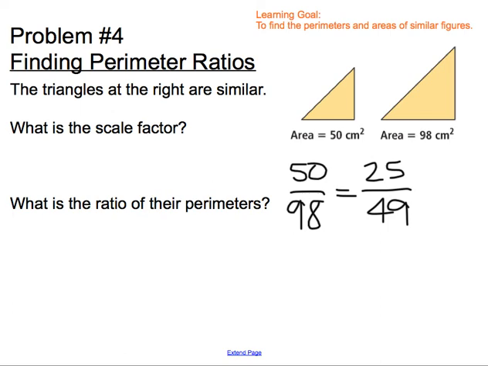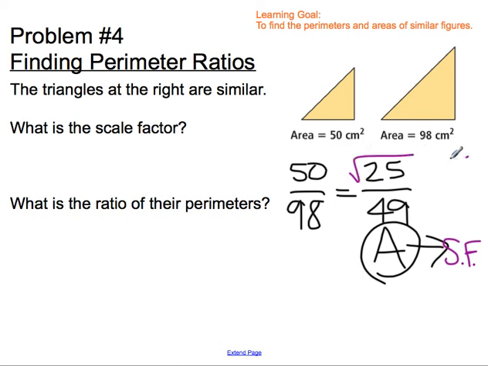Now here we're in area land. We want to get out of area land and get back into scale factor land. We have to take the square root of both of these. We take the square root of 25 and we get 5, and we take the square root of 49 and we get 7. So once we've gone from area into scale factor land, we find that this is a ratio of 5 to 7.